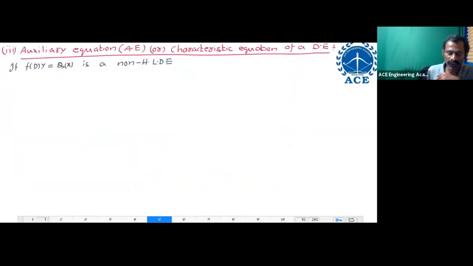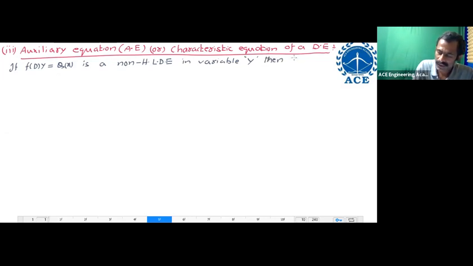Again, we are going back to the next page. So f of D y is the homogeneous part, q of x is the non-homogeneous part. Totally, this equation is a non-homogeneous equation. Right? So it is a non-homogeneous linear differential equation in variable y.